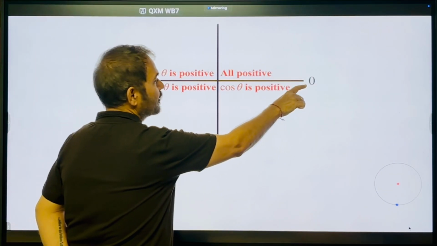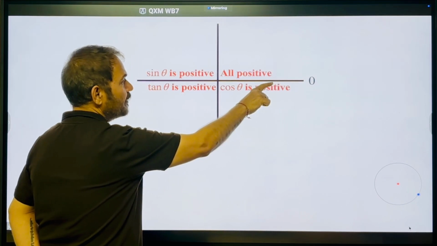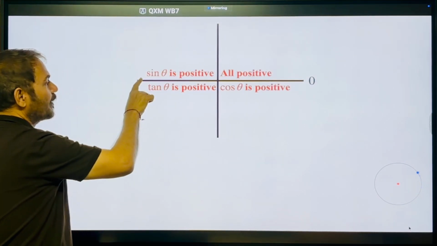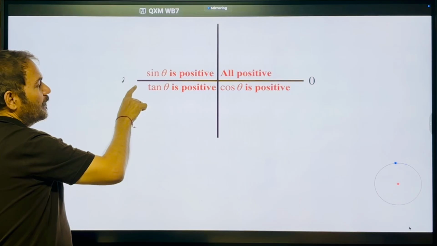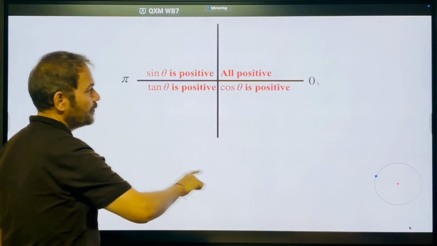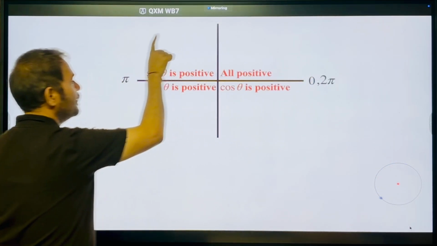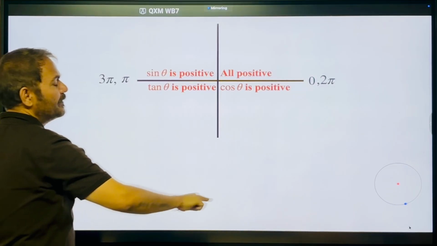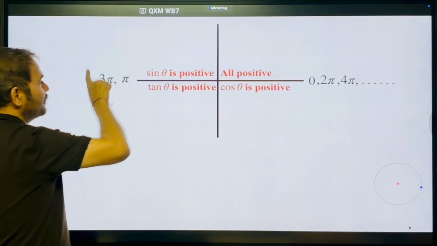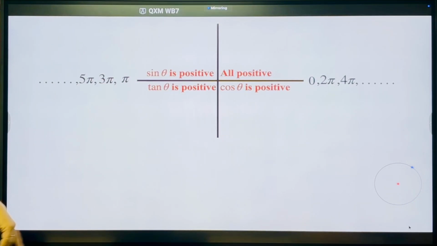So we start from here, 0 degree or 0 radian, you go all the way. When you come to the other side, it is pi radian. You continue working, 2 pi radian. Continue moving, 3 pi. Next will be 4 pi. Next will be 5 pi, 6 pi, and so on and so forth.